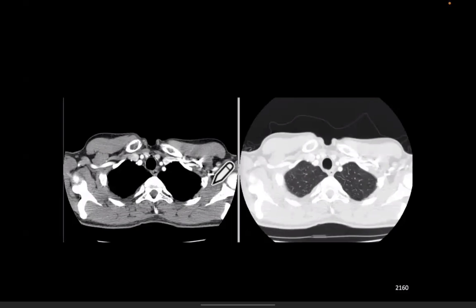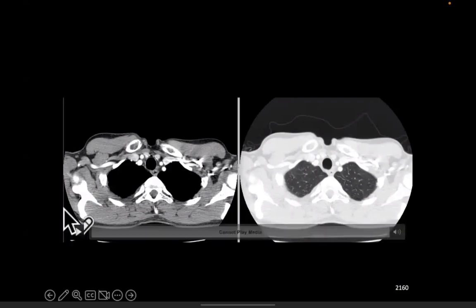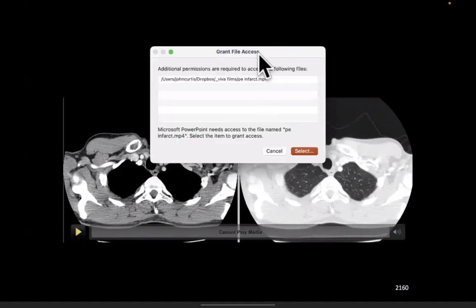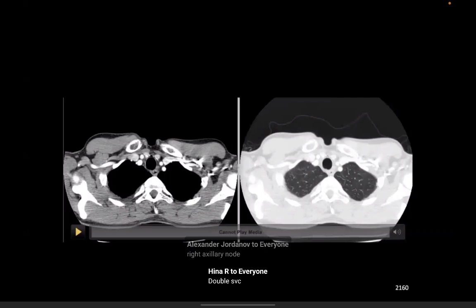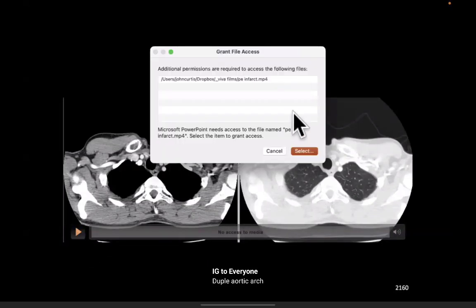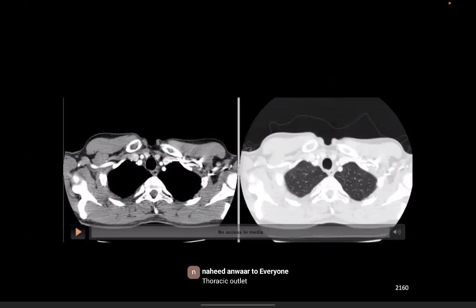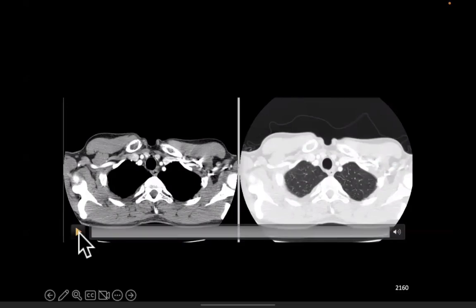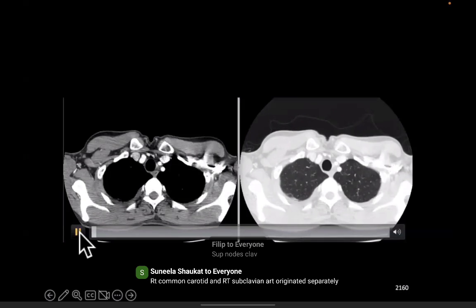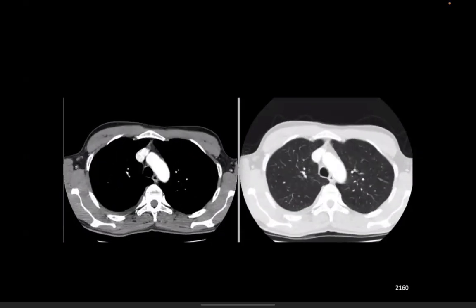Okay, what have we got here? Sorry, it took a bit longer to load this. This patient presents with chest pain.